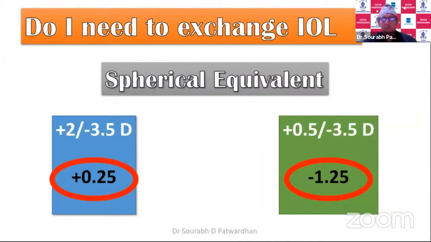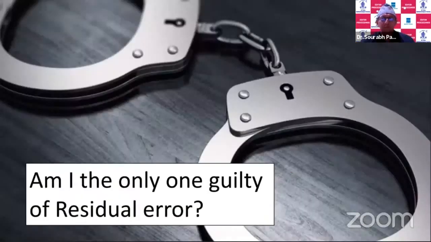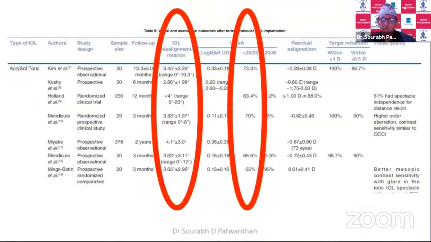If you have a very high spherical equivalent in the post-operative period, exchange might be needed, because just rotating the IOL may not be sufficient. Now when you have this kind of surprise, you think, am I the only guilty one to have such refractive errors? Just to remind you that all over the world, the data suggests that only 70% of patients achieve better than 20/25 vision. So there will be some residual error left in 30% of patients.